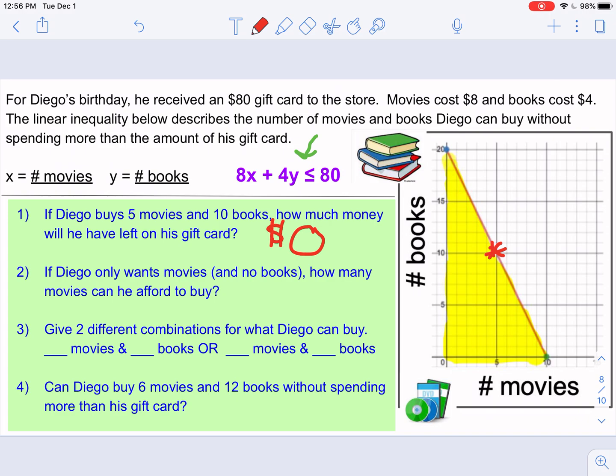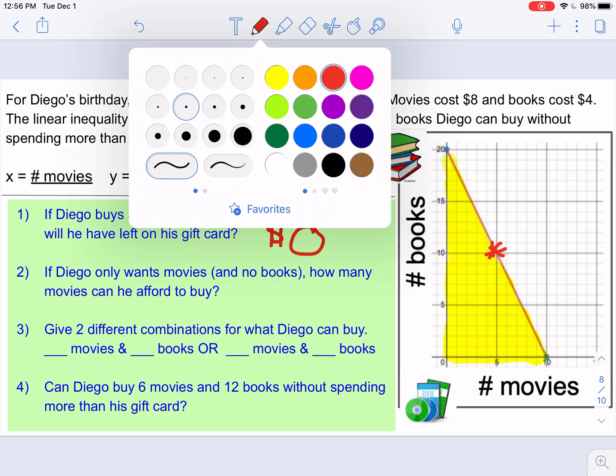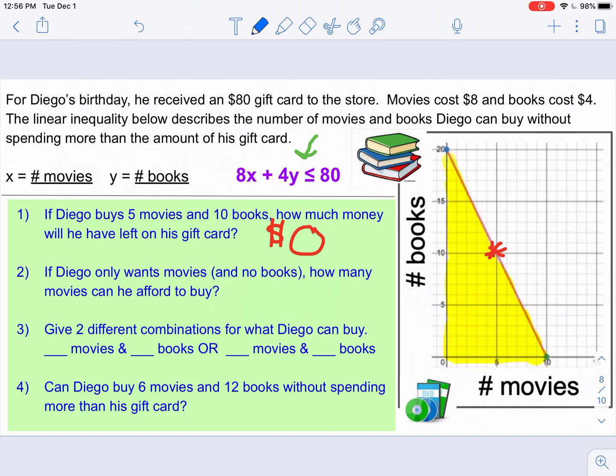If Diego wants movies and no books, how many movies can he afford to buy? So he has $80, so if we just look at the x-axis for movies, I can buy 10 movies and 0 books and I'll spend $80, no more.